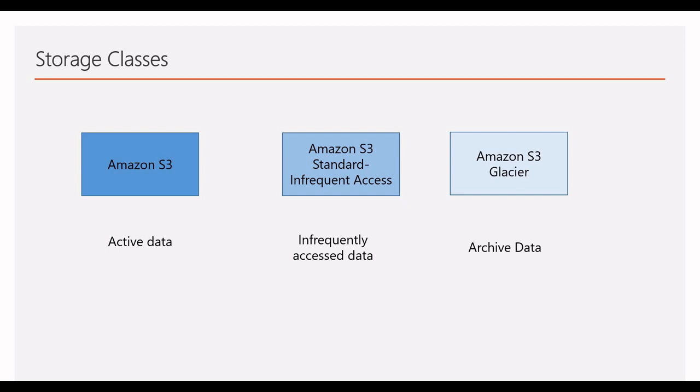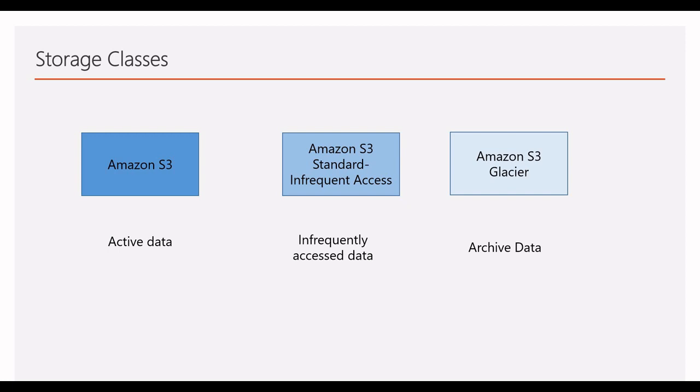Next, if the data is infrequent and can be accessed in a minimal time, then we can go with Amazon S3 Standard Infrequent Access, which is cheaper than Amazon S3 Standard. If the data is archive data, which may or may not be used, then we can go with Glacier.